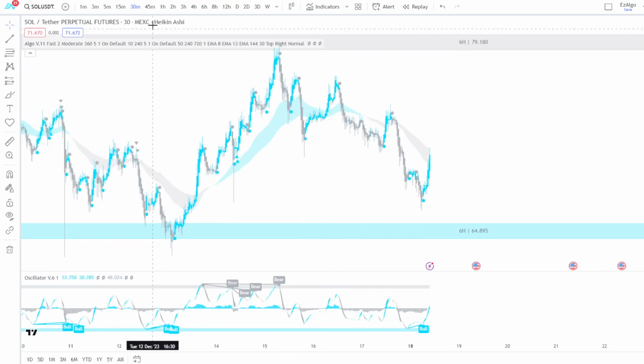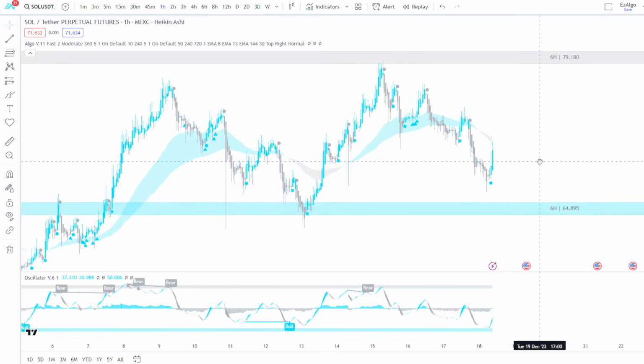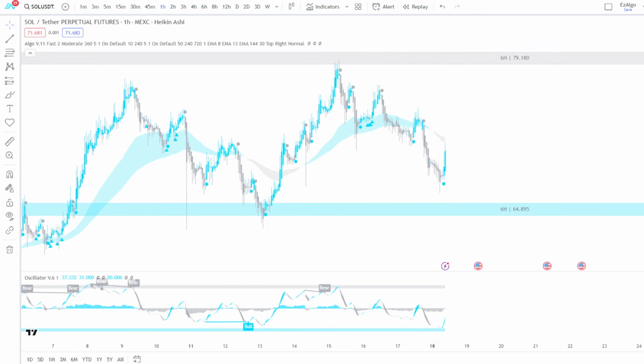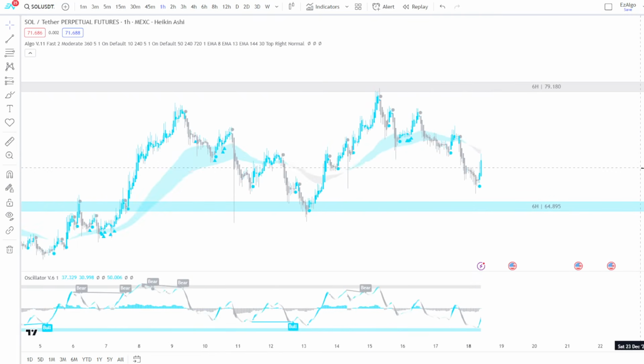Now, granted, I am on the 30-minute time frame, but like I said, if I go to a 1 hour time frame, you'll notice that the 6 hour levels will give you this very nice range in mind. And these are the key levels to take trades at.